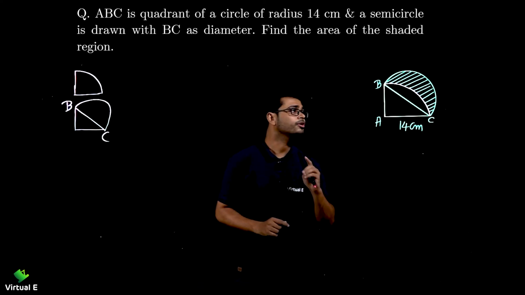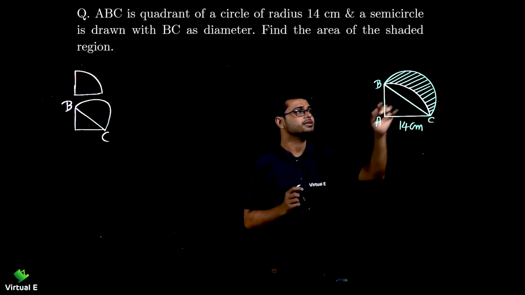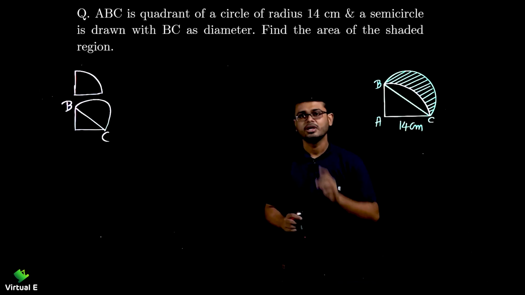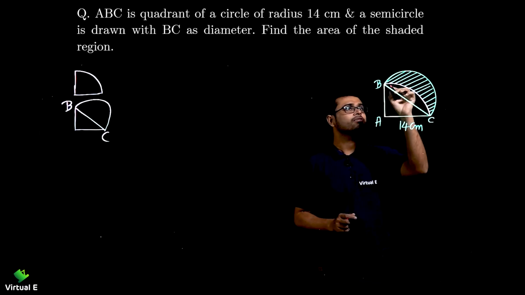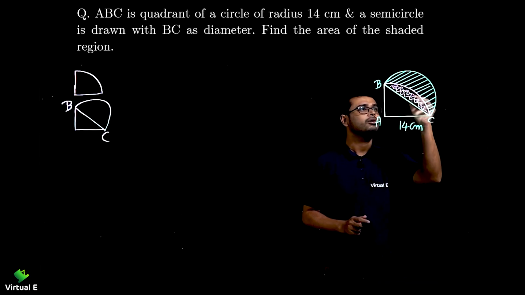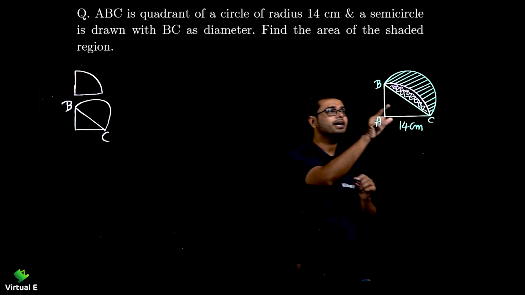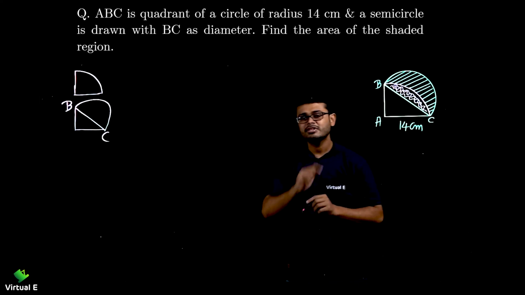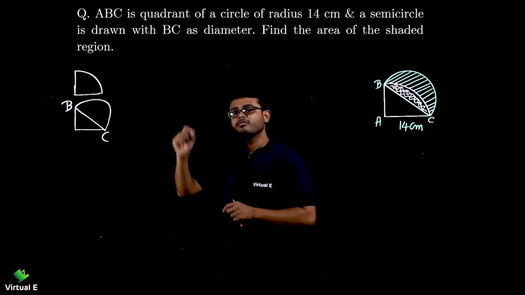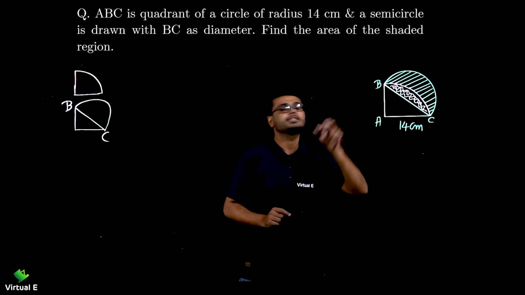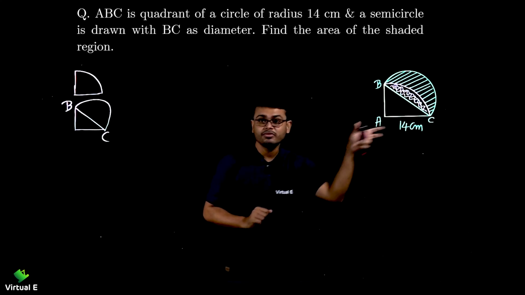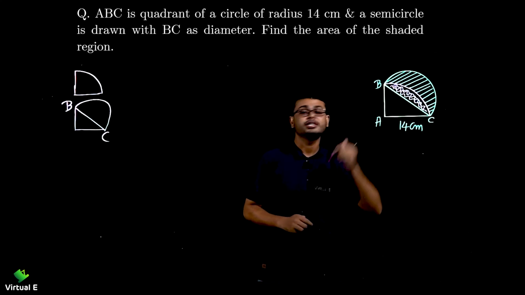So first, what I'm going to do, I'm going to only consider this quadrant and the triangle. I'm going to ignore that there is one semicircle. Why am I doing it? Because I want to find the area of this region. I will be finding the area of the quadrant, then I will be finding the area of this triangle and I will subtract. So I will get the area of this region. Afterwards, from the semicircle, I will be removing this area. Remember, after getting this area from the semicircle, I will remove this area. Then we will get the area of the shaded region.